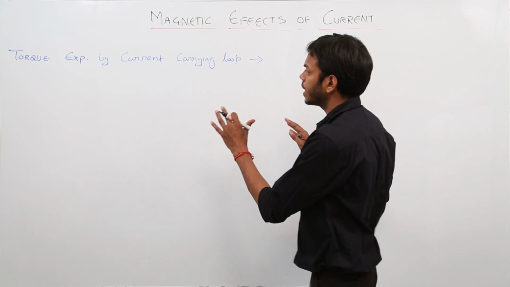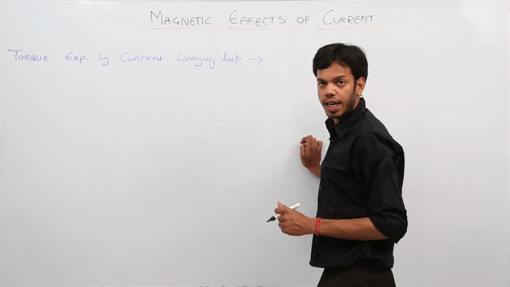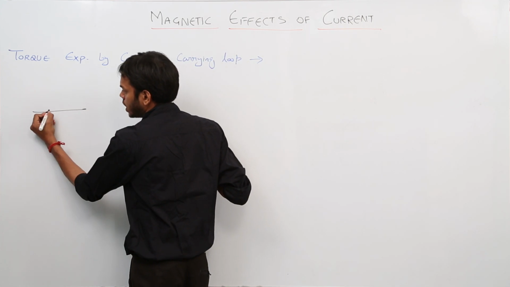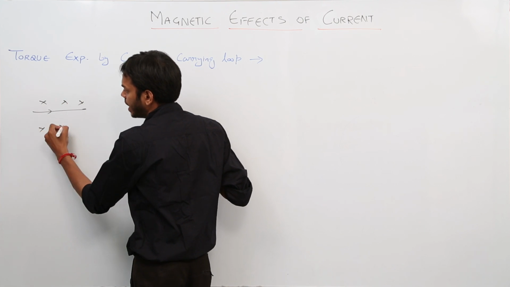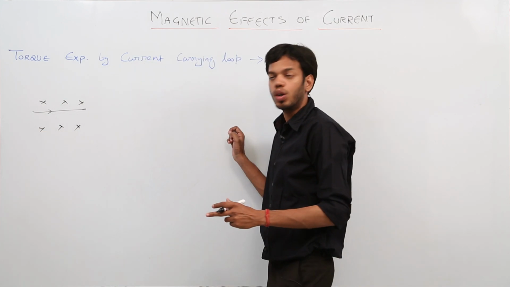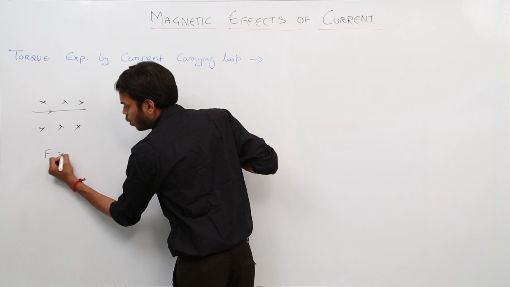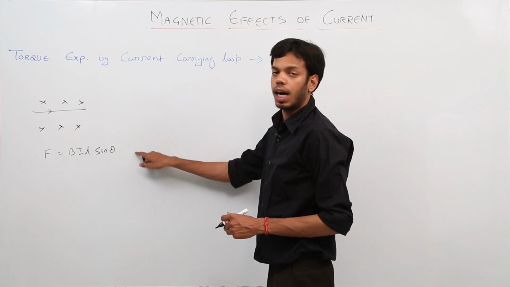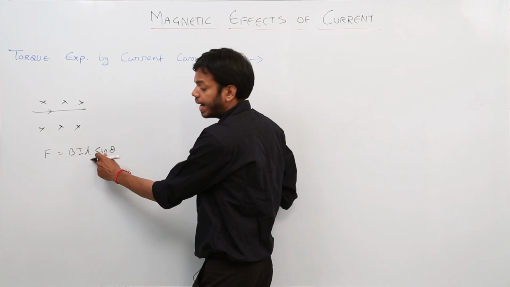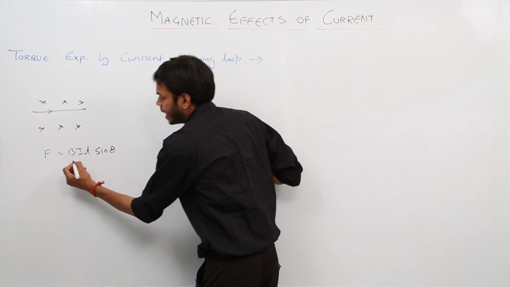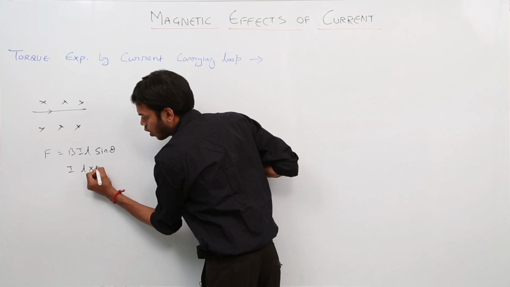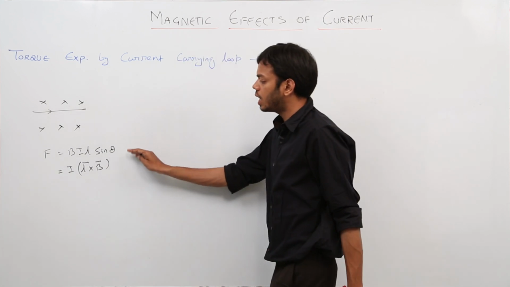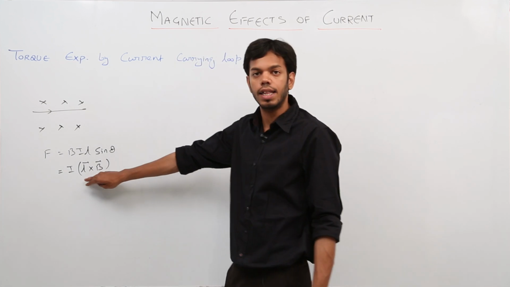Okay, before starting this derivation, torque experienced by a current carrying loop, let's revise two formulas which we did. First one was, if there is a current carrying wire placed in a magnetic field, it experiences a force which is given by F is equal to BIL sin theta. This was the formula, IL cross B. So that means the angle theta is between the conductor length and the magnetic field direction.